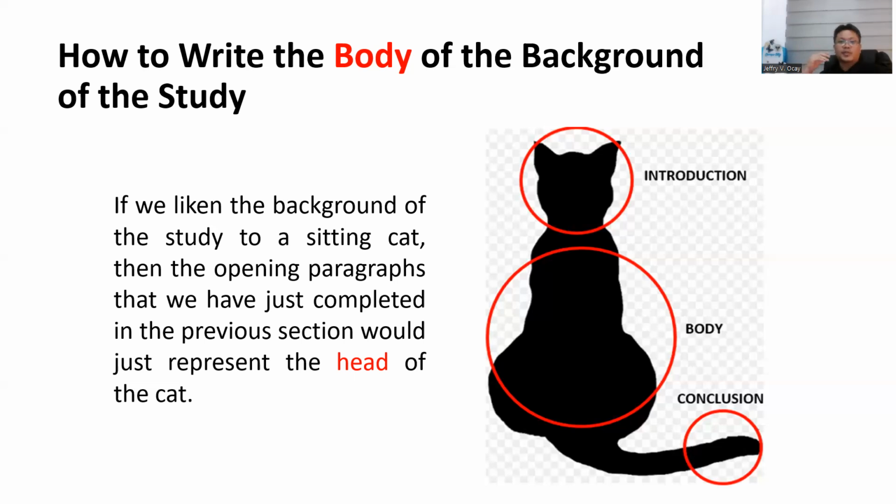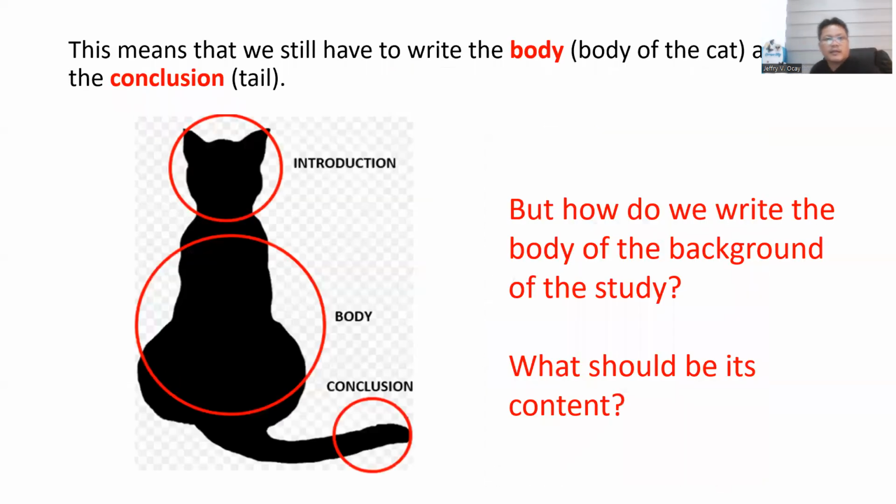Because, of course, in writing, we always have this structure, the sitting cat. We have the introduction, the body, and the conclusion. And so what we have done so far is the opening paragraphs, or the head of the cat, the introductory paragraphs. So we now proceed to the body of the cat. This means that we still have to write the body of the cat and the conclusion, the tail. But how do we write the body of the background of the study? And what should be its contents?